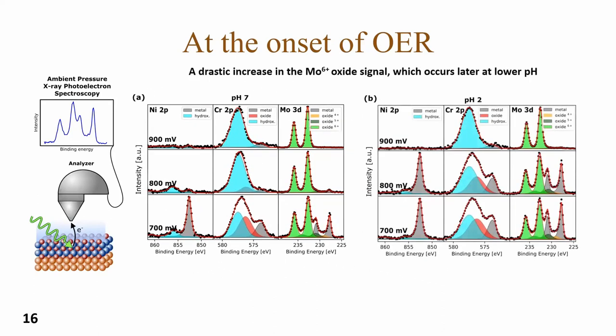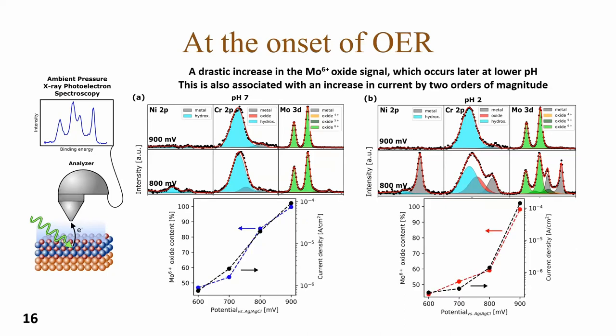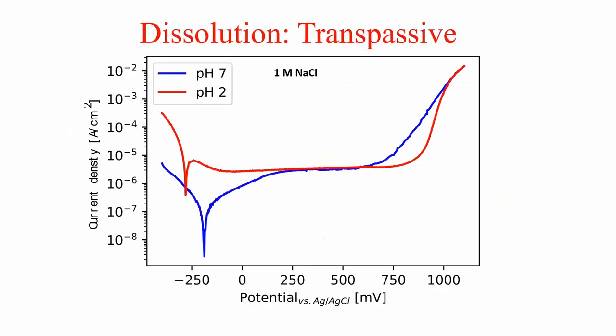And very similar stuff happens for pH 2, only a little bit later, because you remember the oxygen evolution reaction comes a little bit later for pH 2. And so you can compare the molybdenum 6 oxide content with the current density. You see that it follows really closely together in both cases. So the molybdenum 6+ here is somehow connected to the increase in the current also.